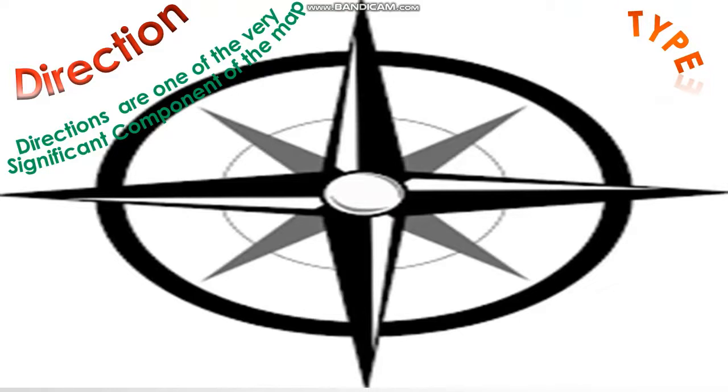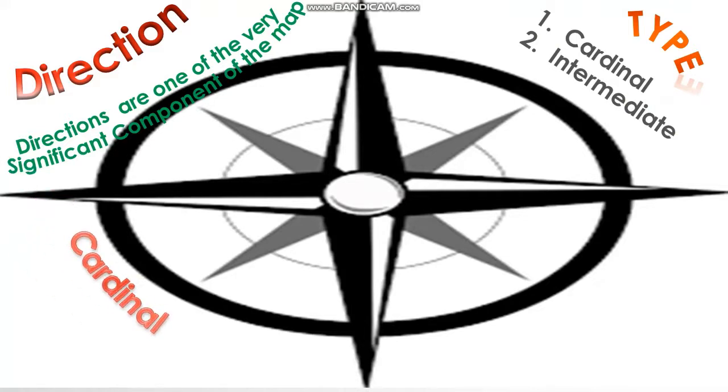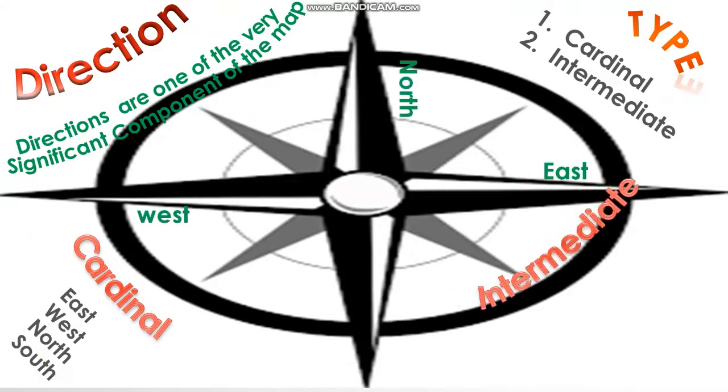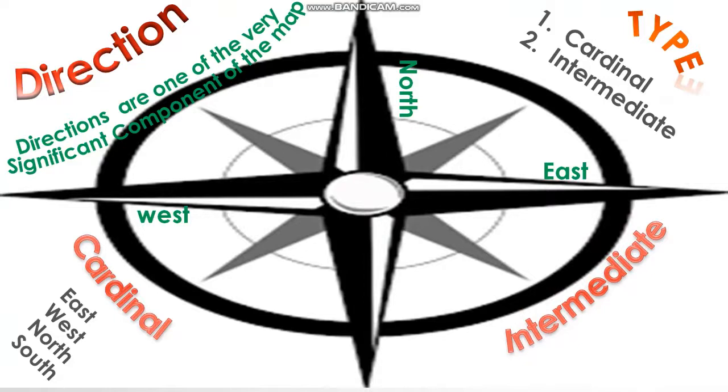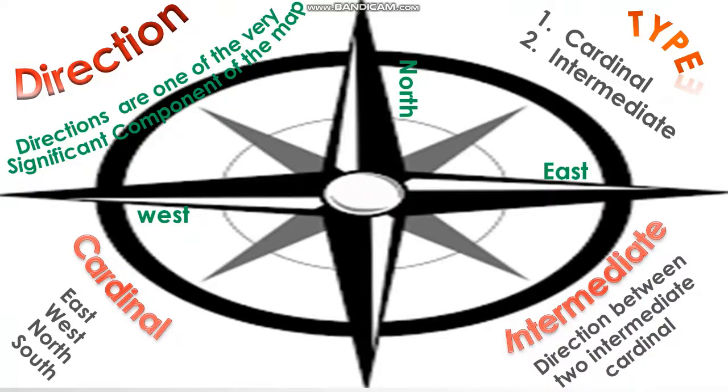The directions are of two types, cardinal directions and intermediate directions. Cardinal directions. East, west, north, south are the cardinal directions. These are also called cardinal points. These directions intersect each other at right angles. Intermediate directions. The directions between two consecutive cardinal points are called intermediate directions.